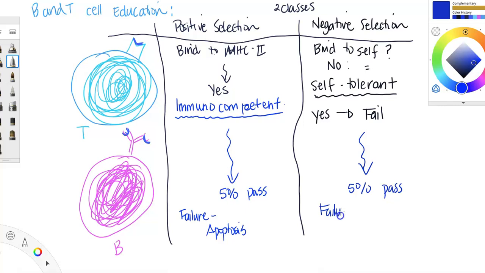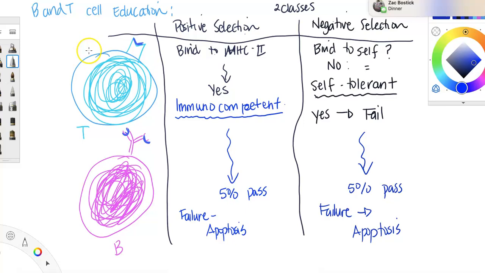Failure. What does that mean? It means cell suicide or apoptosis. So a baby lymphocyte is going to have to go through this process, the positive selection and negative selection, and they have to pass both classes in order to become mature or naive lymphocytes that can actually be released out into the body to look for their antigen.